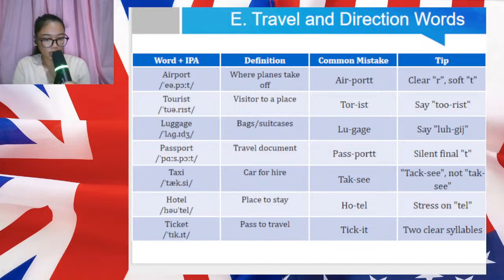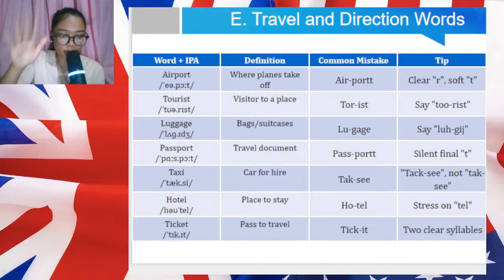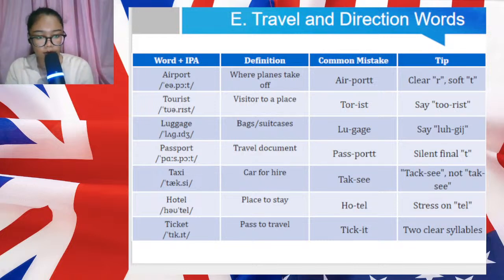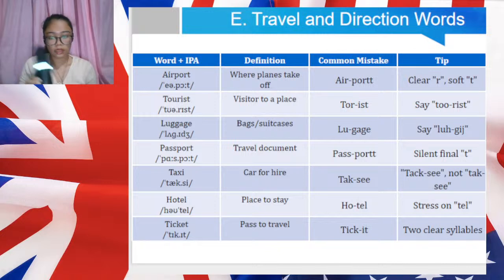Ticket. Again, ticket. So the rhythm of the word is stressed and then unstressed. Ticket, not ticket. It should be ticket. All right. Now, that is the last word for this slide. We've discussed seven words in total already for travel and direction words.